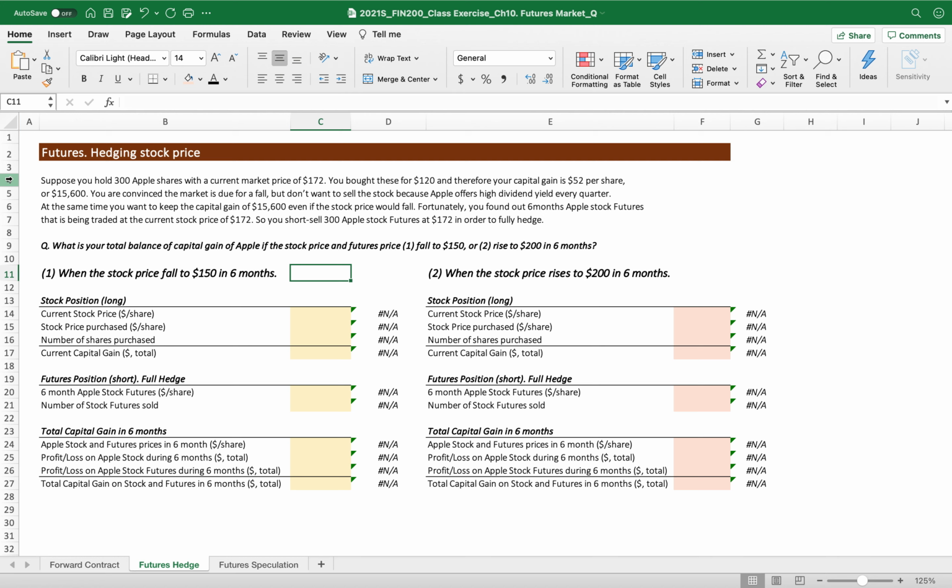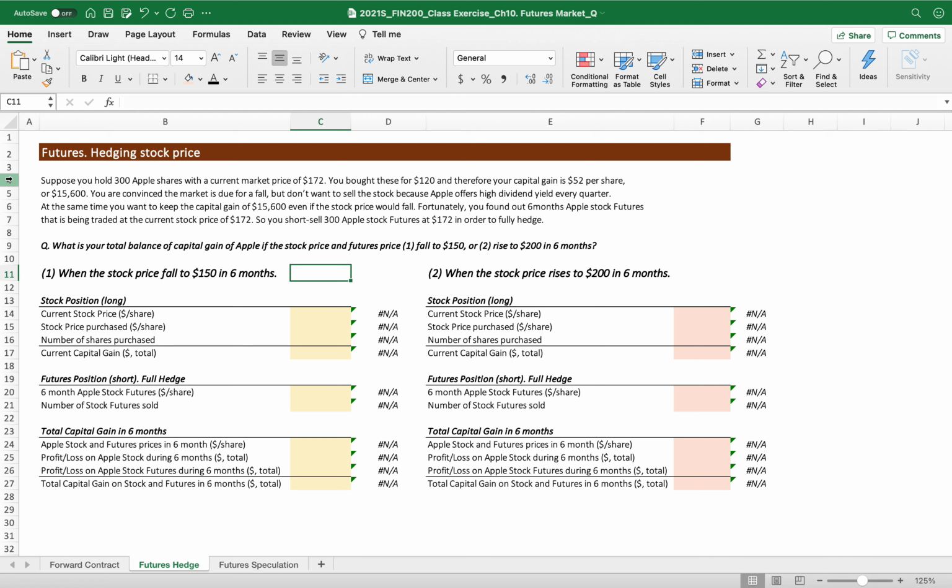You are convinced that the market is due for a fall, but don't want to sell the stock because Apple offers a high dividend yield every quarter. So you don't want to sell, but you want to protect the stock price from falling. At the same time, you want to keep the capital gain of 15,600 even if the stock price would fall.